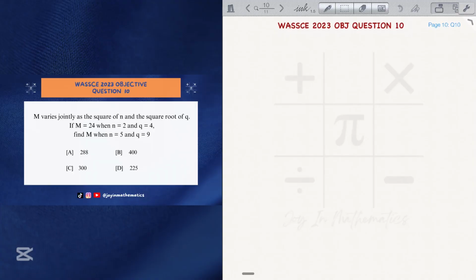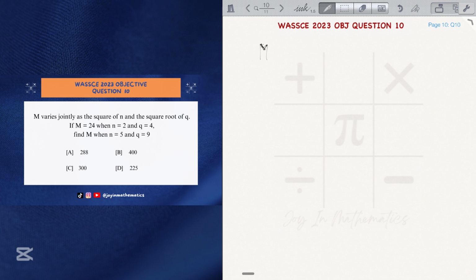Now, WAEC 2023 objective question number 10. The question says m varies jointly, note the word jointly, as the square of n and the square root of q. So let's deal with the first statement. We're given that m varies jointly. That means it's a combination.